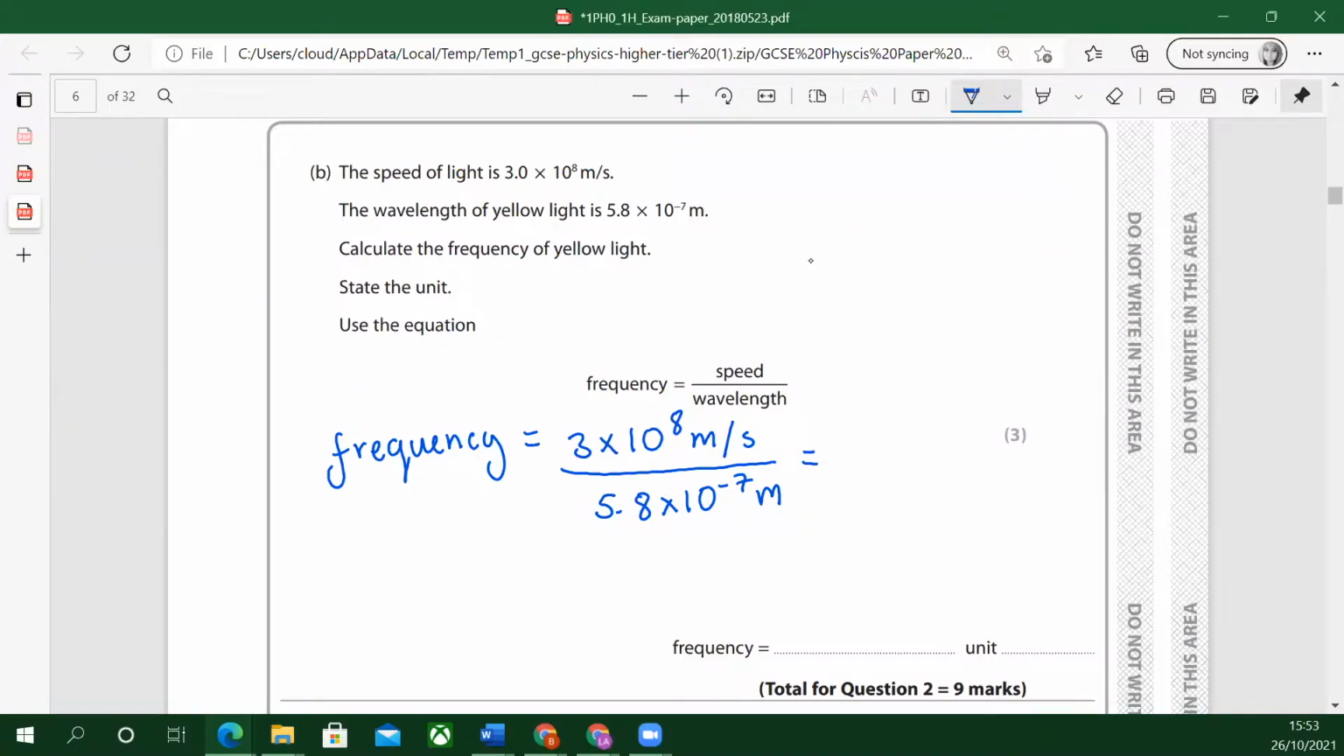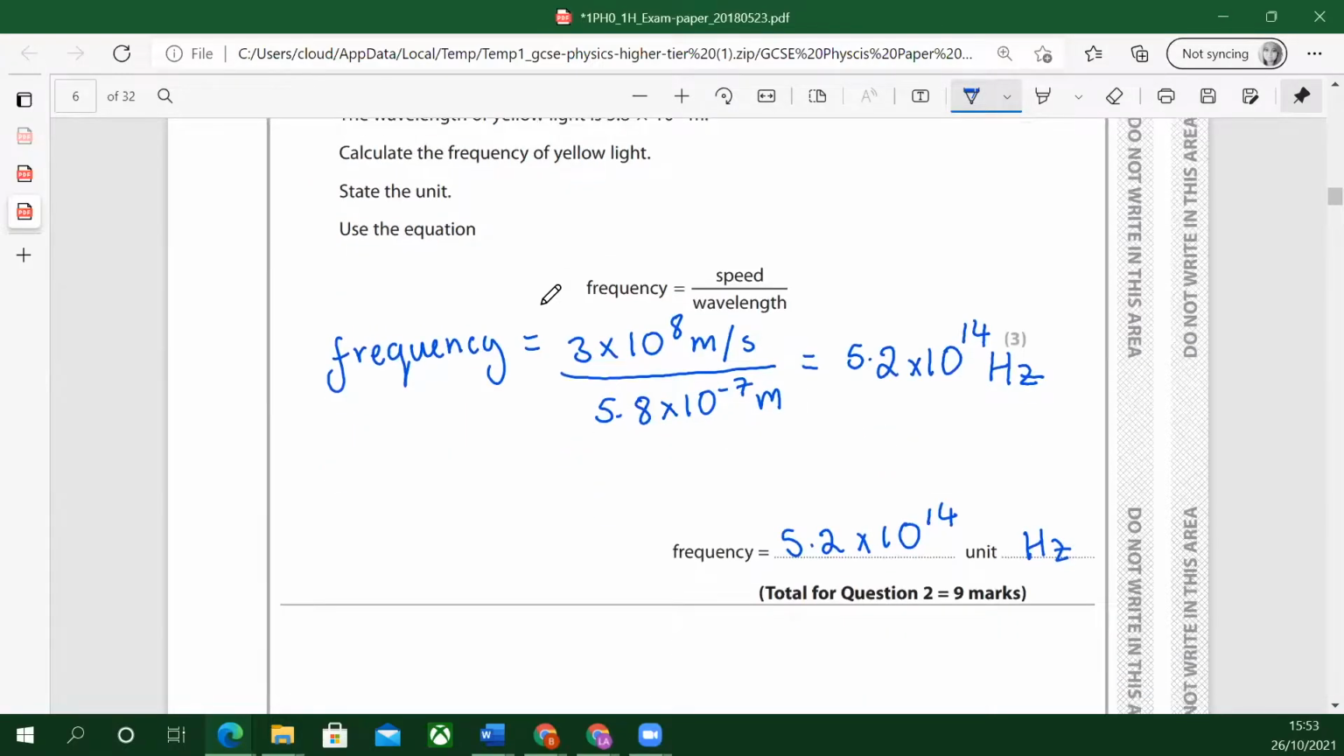So when we put that into a calculator, we get 5.2 times 10 to the power of 14, and the unit of frequency is hertz, Hz. Okay, that was another mark there, isn't it? Remembering the unit. So let's write the answer in. 5.2 times 10 to the 14, and then the unit gives us another mark, Hz, big H, small z, hertz. That is all we had to do for that question. Okay, that's really nice and straightforward, that one.